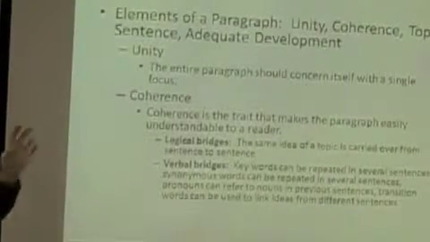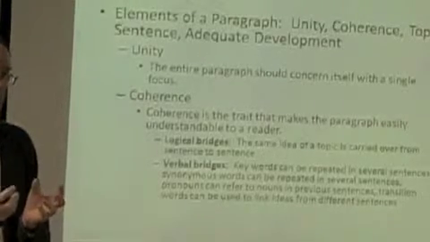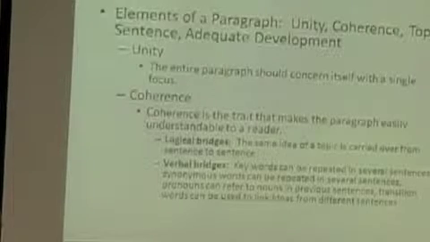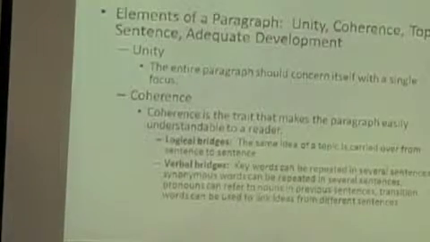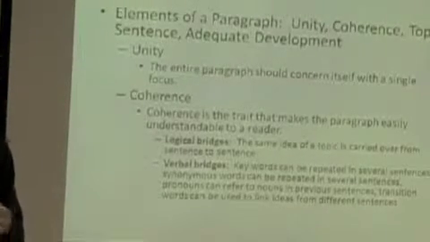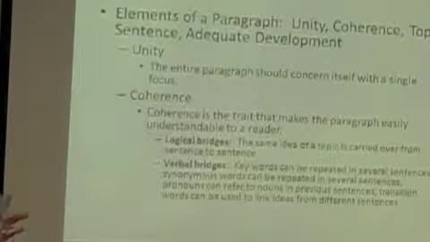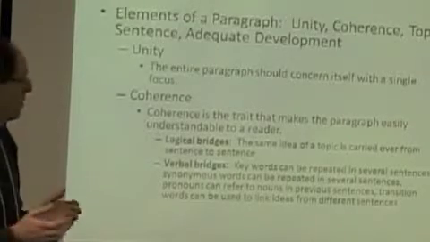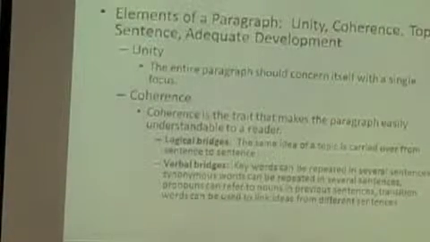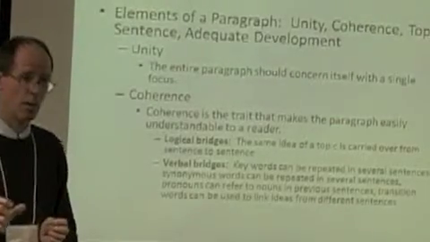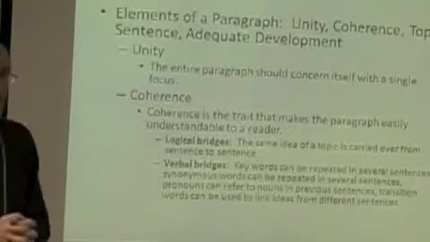Unity talks about what we just discussed: it should have one idea that you're developing, and if you start another idea, you start another paragraph. Coherence is an understanding of how you are developing that paragraph. You want to make sure you are building up your ideas, you have a good flow of argument, and your progression of logic is clear. So there's talk about logical bridges, where the same idea, that topic, is carried over from sentence to sentence within the paragraph, and verbal bridges, so that you're linking these sentences together in one way or another.